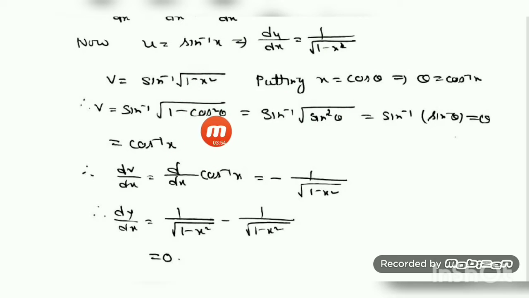So here 1 minus cos square theta is sin square theta, that is equal to sin theta, and sin inverse of sin theta is theta. And theta means what? Cos inverse of x. So substituting, you see the v is simplified to this form.